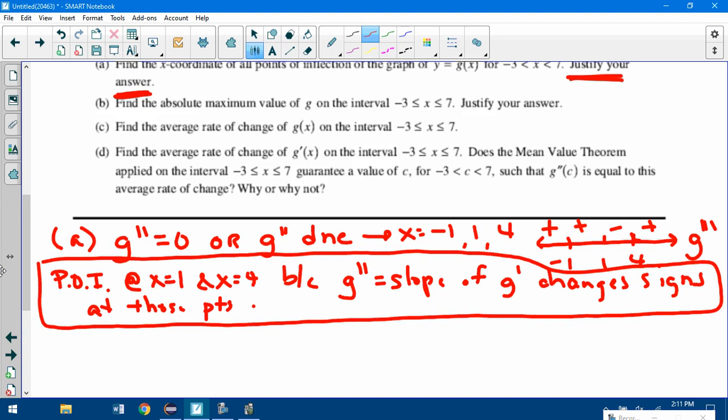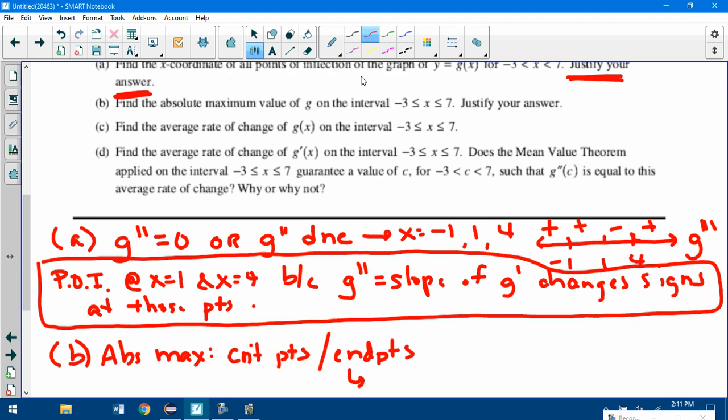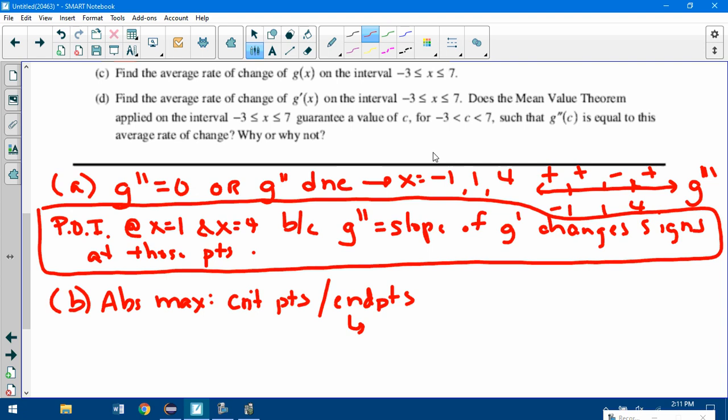Okay. Part B, in my mind, is the hardest. Find the absolute maximum value between -3 and 7. Justify your answer. Where can absolute maxes occur? Could be critical points or endpoints. Now the endpoints are easy. We know the endpoints are -3 and 7.